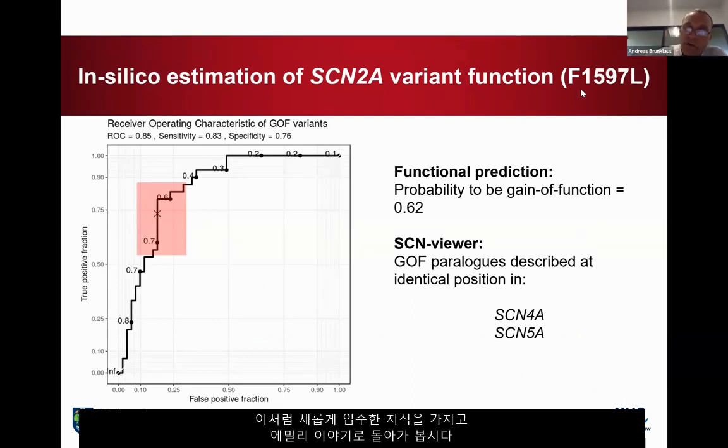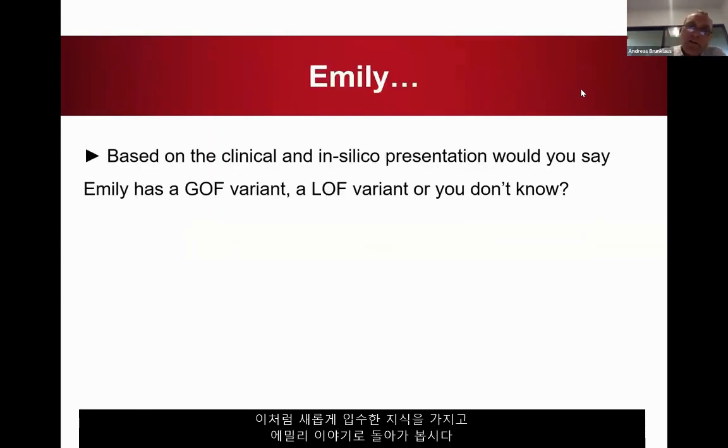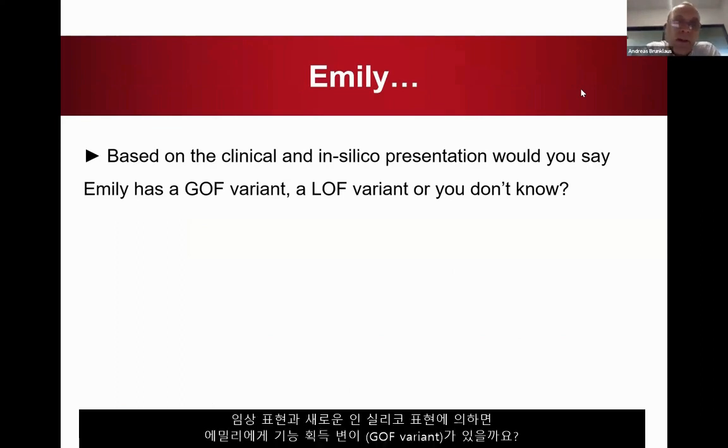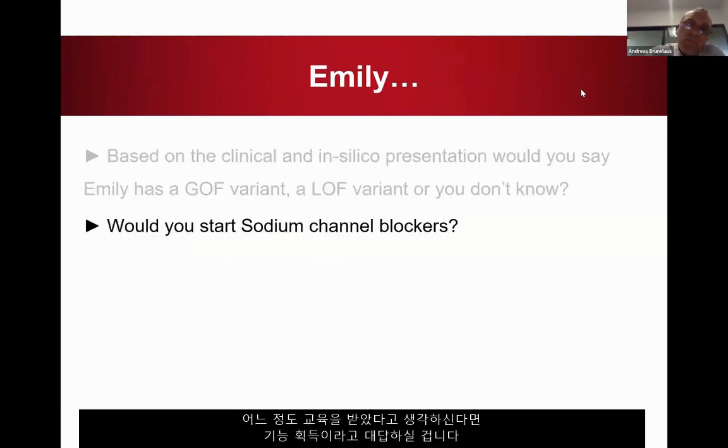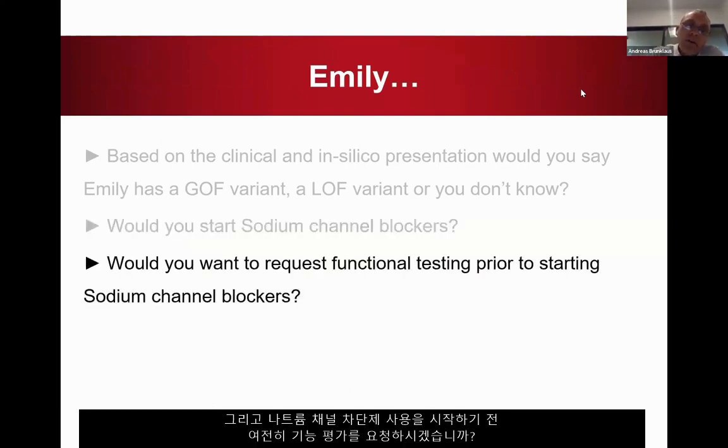So with this newly acquired knowledge, that takes us back to Emily. Based on the clinical and now the new in silico presentation, would you say Emily has a gain of function variant, a loss of function variant, or you don't know? And if you think you've had some indication that this might be gain of function, would you now be more confident to start, for example, sodium channel blockers? And would you still want to request functional testing prior to starting sodium channel blockers?